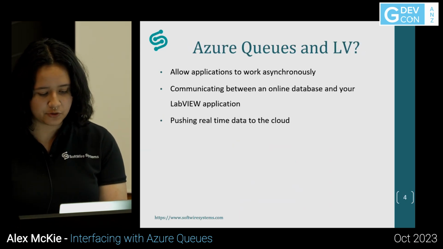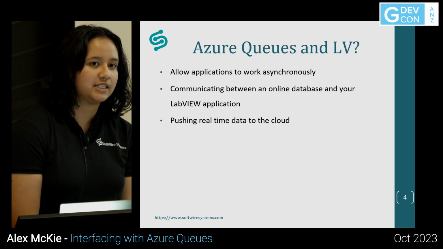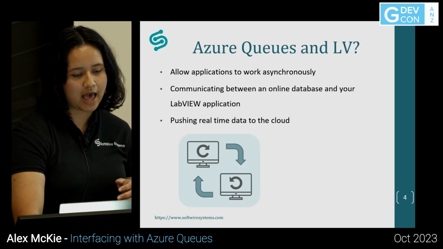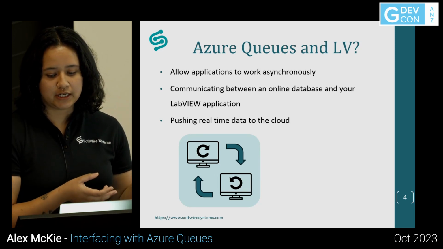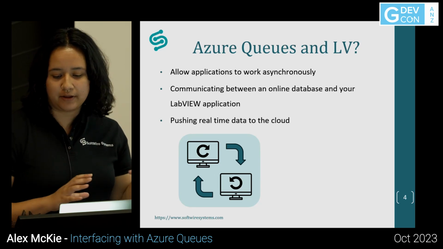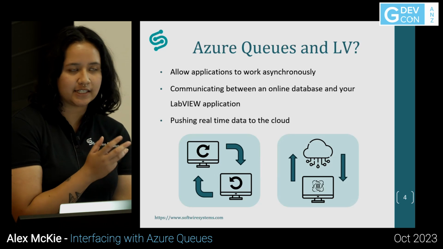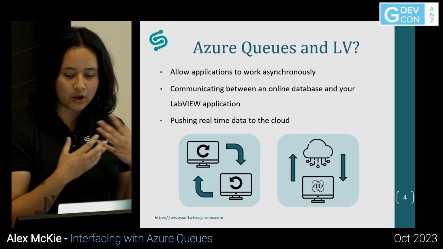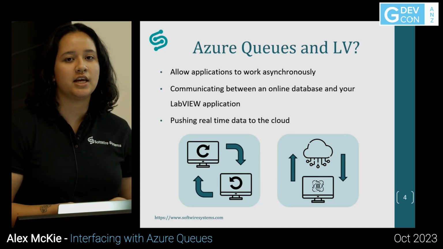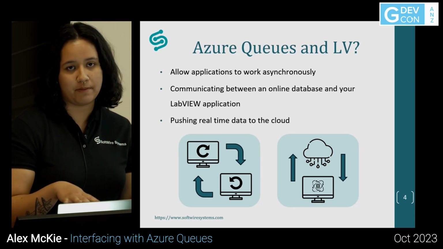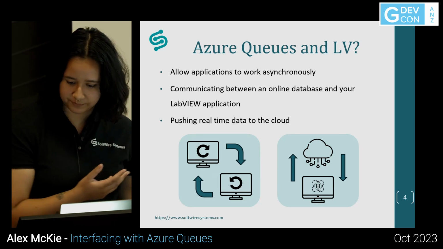Cool. So, Azure queues and LabVIEW. One of the main things that queues are useful for is allowing applications to work asynchronously. It's great for reducing the risk of errors that might happen with latency or network issues. It would be a great tool for communicating between an online database and your LabVIEW application, especially because it's an Azure embedded service, so you can communicate to your other Azure objects.